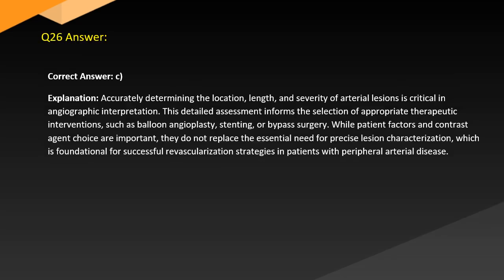Answer. Correct answer: C. Explanation. Accurately determining the location, length, and severity of arterial lesions is critical in angiographic interpretation. This detailed assessment informs the selection of appropriate therapeutic interventions, such as balloon angioplasty, stenting, or bypass surgery. While patient factors and contrast agent choice are important, they do not replace the essential need for precise lesion characterization, which is foundational for successful revascularization strategies in patients with peripheral arterial disease.